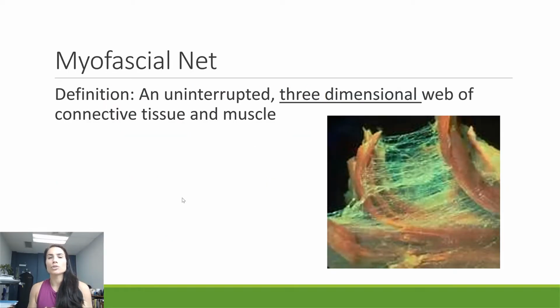So when we talk about myofascial training, we're really talking about helping the myofascial net. And the myofascial net is uninterrupted, so what that means is it doesn't ever stop, right? It's one piece of our anatomy. It's an uninterrupted three-dimensional web of connective tissue and muscle. Again, it's uninterrupted, it's three-dimensional, and it includes your connective tissue and your muscle.